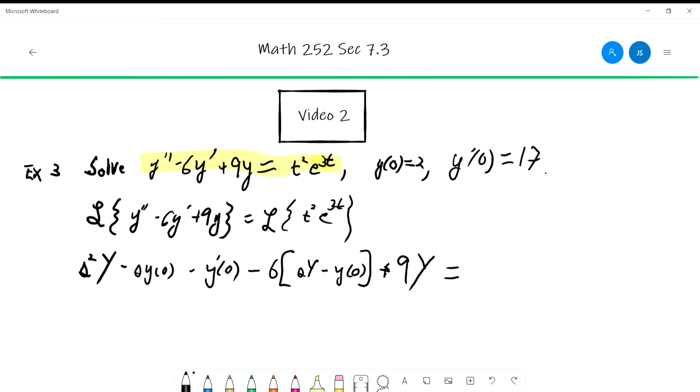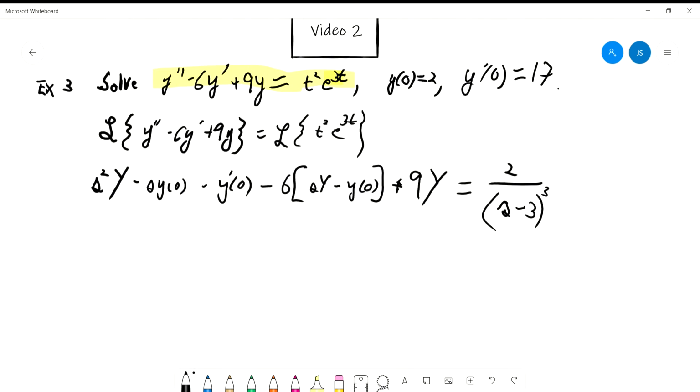Right-hand side, well, the Laplace transform of t squared is going to be 2 factorial, which is just 2 over s cubed. But that e to the 3t is going to cause us to translate it by 3 units. So instead of having s cubed, we now have (s minus 3) cubed. If it weren't for that e to the 3t, it would just be 2 over s cubed. That e to the 3t means we're now shifting that 3 units.